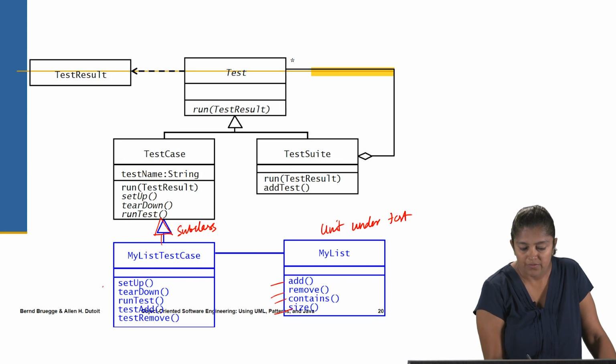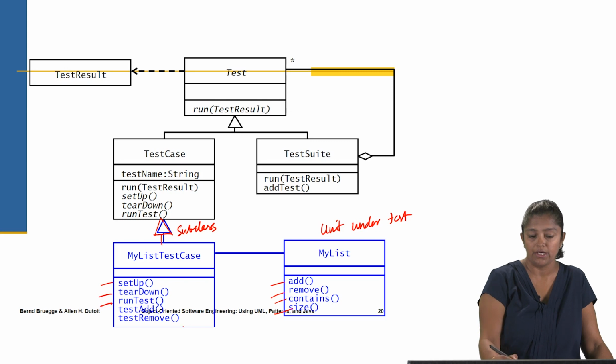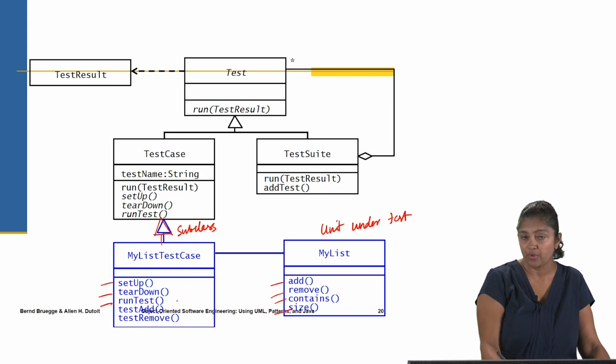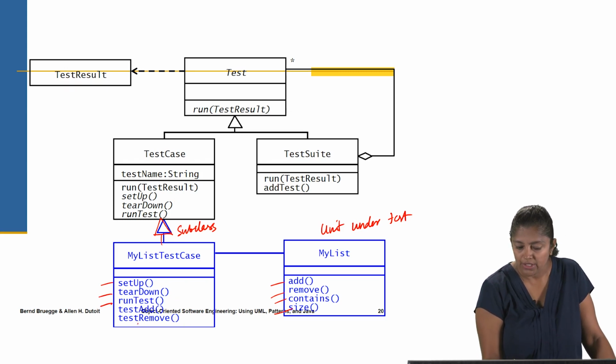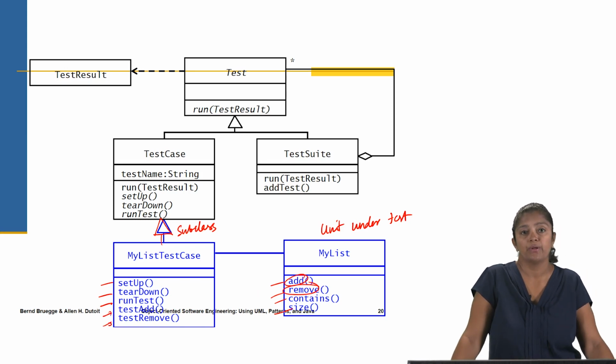So I'm going to have setup, tear down, and run test. So these are the methods that are already there in test case. I have to provide implementation for them. Now in addition to that, I'm going to write the test methods. So I want to test add, and then I want to test remove. So those are the 2 test methods that I'm going to implement.